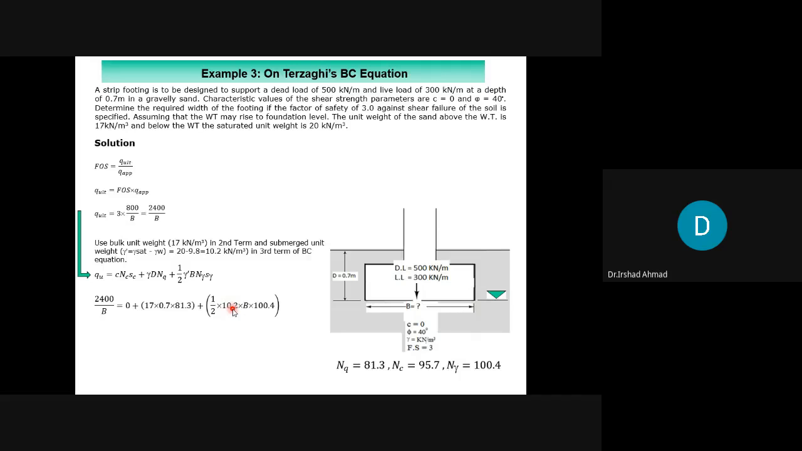Since it is a strip footing, the shape factor is not included here because it's already a strip footing. So put in all the values here and find the value of B. This is a quadratic term, so you solve a quadratic equation. You will get two values, so the one with a positive sign will give you the answer. It is 1.42 meter.